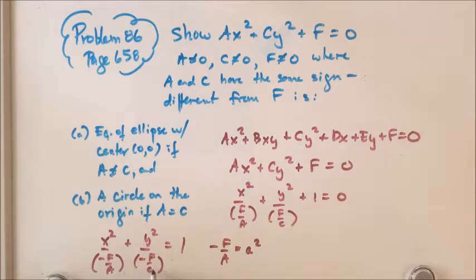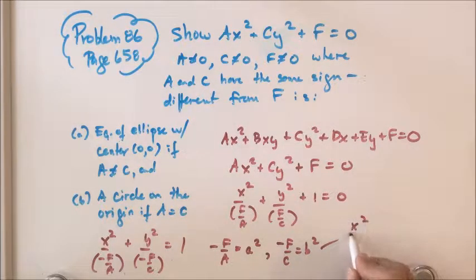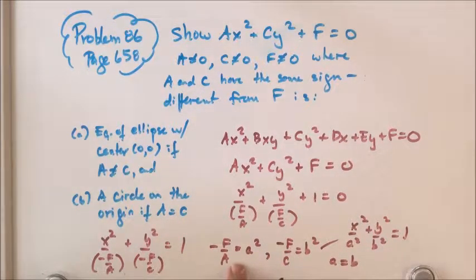Likewise, a and c have the same sign and f is different. If a and c are positive, f is negative, so minus f over c is a positive number. If a and c are negative, f is positive, and minus f over a negative number is positive. So I'm going to call minus f over c, a positive number, equal to b squared. When I put that in, I get x squared over a squared plus y squared over b squared is equal to 1. Provided a does not equal b, which is to say the capital A is not equal to capital C, then this is an ellipse.